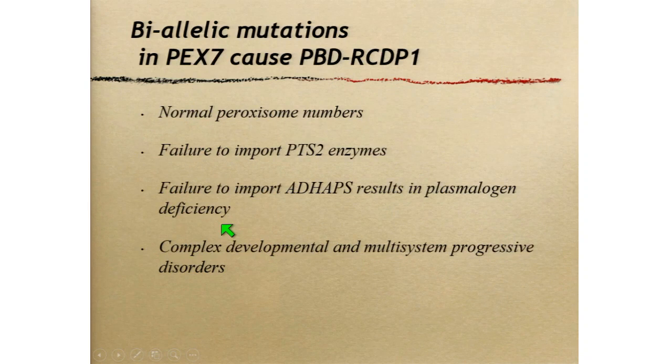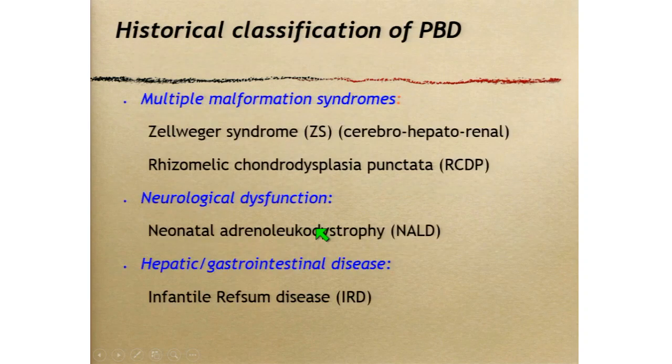And then biallelic mutations in PEX7 cause the peroxisome biogenesis disorder RCDP1. And in this disorder, there are normal peroxisome membranes. There's failure to import the PTS2 enzymes. The disease is due to a defect in plasmalogen deficiency because of the failure to import the PTS2 targeted ADAPS enzyme, and this also results in complex developmental and multisystem progressive disorders.